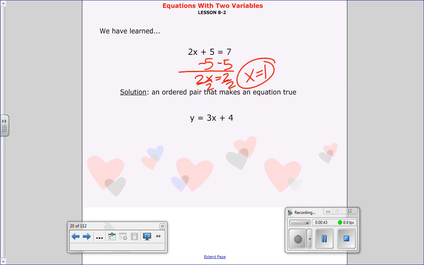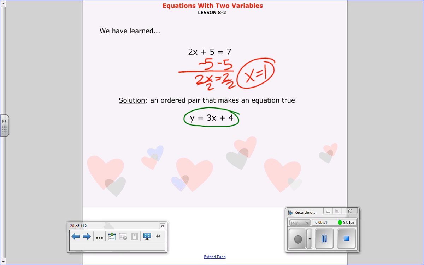But sometimes we'd have something like this, where we have two variables. y is equal to 3x plus 4. Now here, we don't have something equaling 7 or equaling 1. Instead, they throw in this extra variable, this y. And this changes everything, because we start talking about solutions, which is when you can take an ordered pair that would make the solution true.